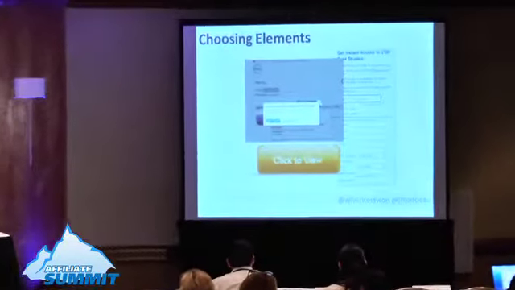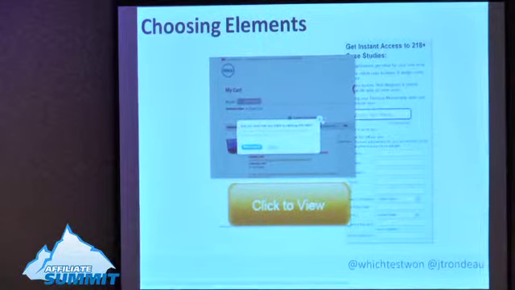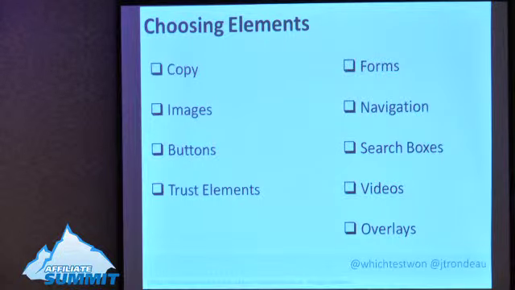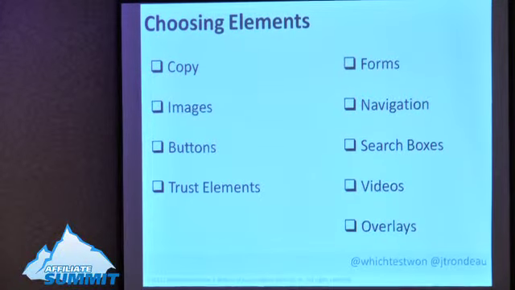But maybe an overlay button, whether it be button copy, button color, button gradient, button style, different form fields, headers of forms. Here's the top 9 elements that people work on: copy, images, buttons, trust elements, forms, navigation, search boxes, videos, and overlays. Overlays, light box, pop-ups, whatever you want to call them.